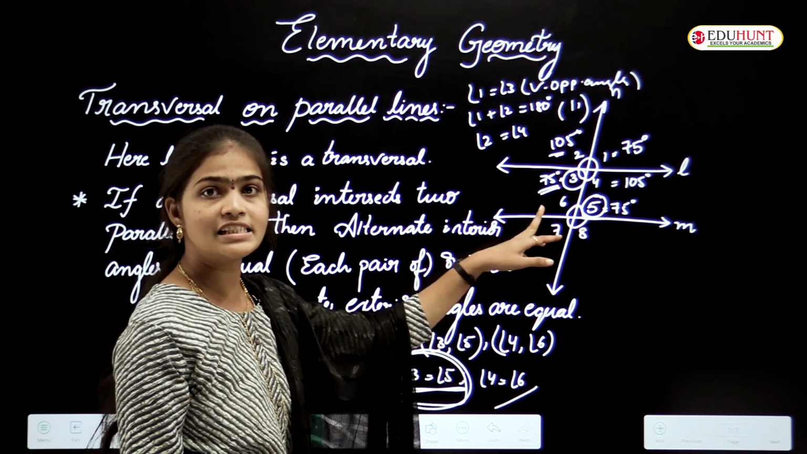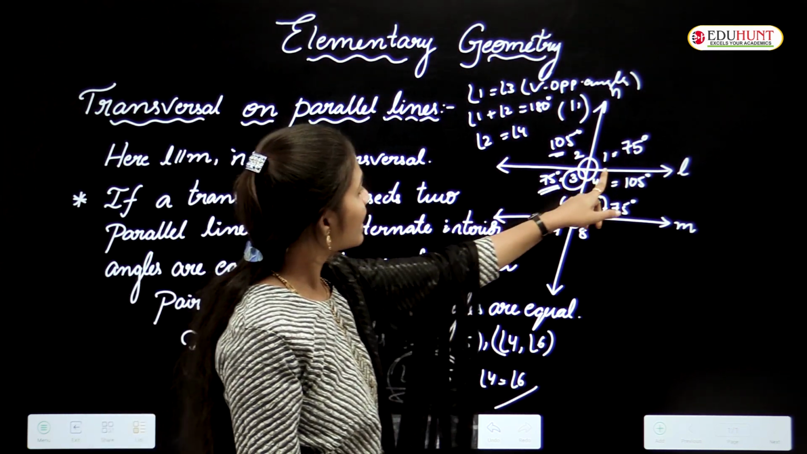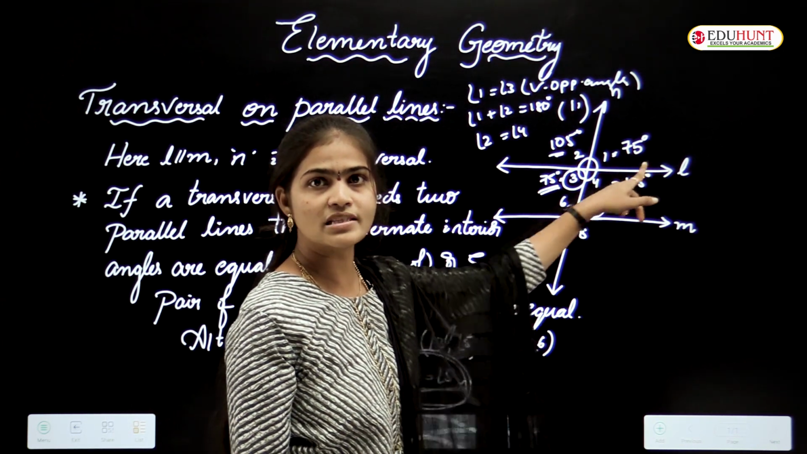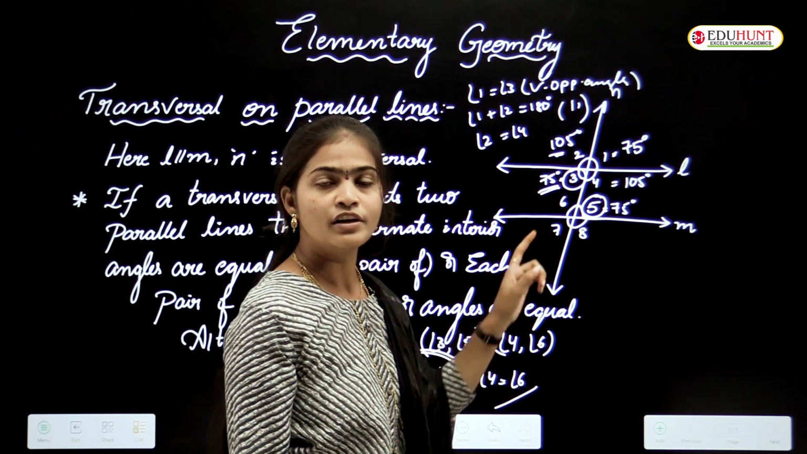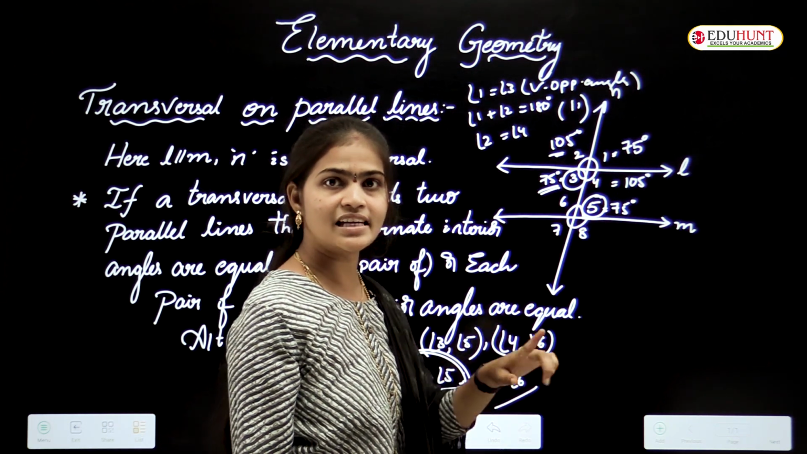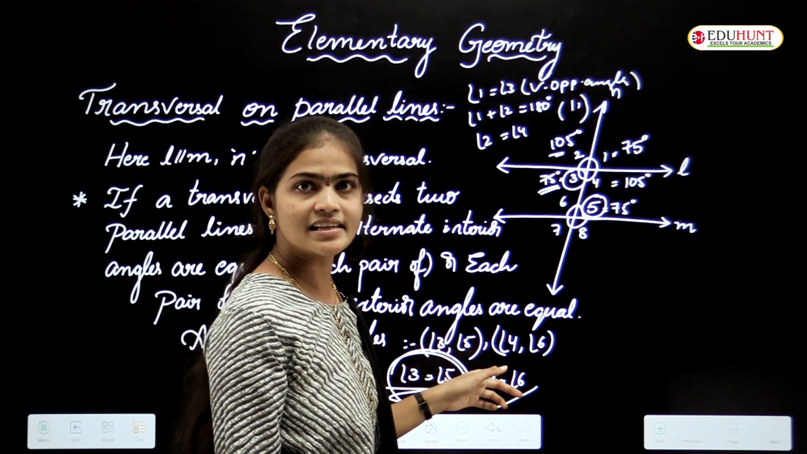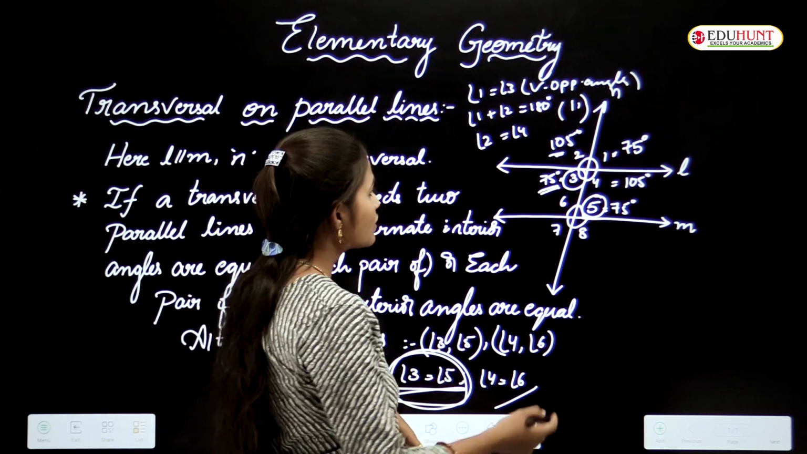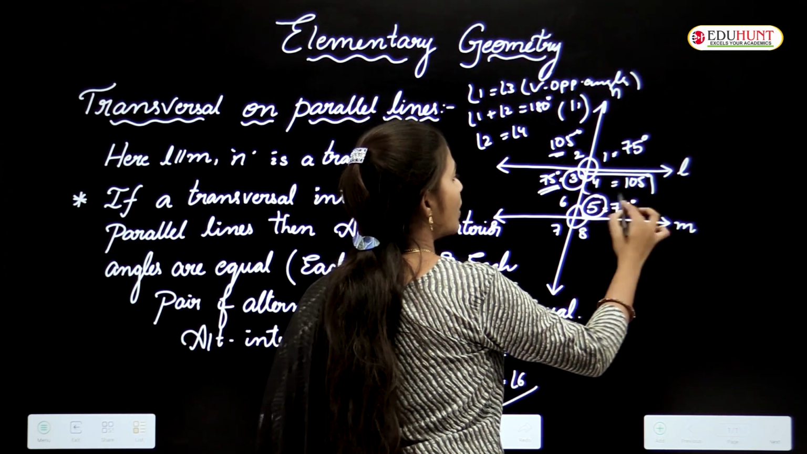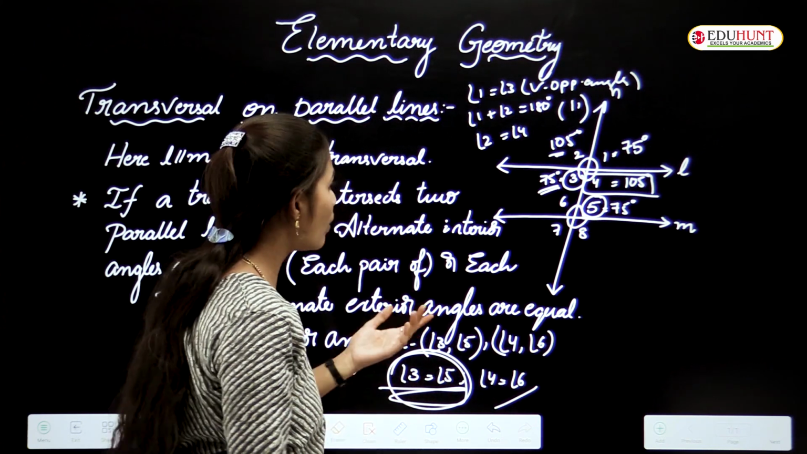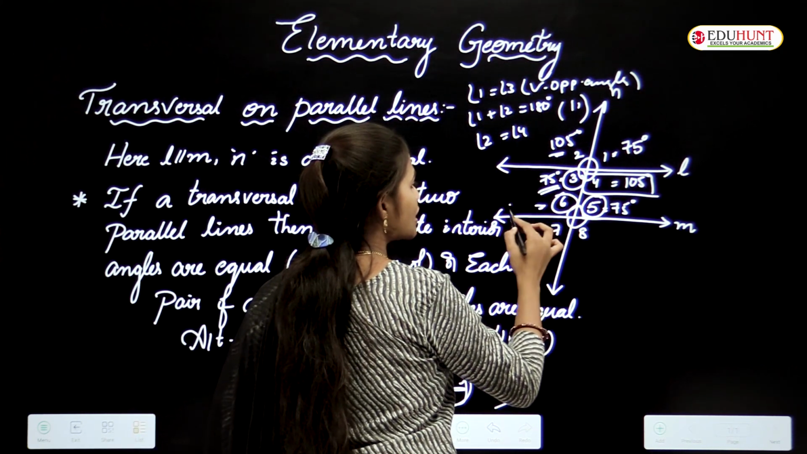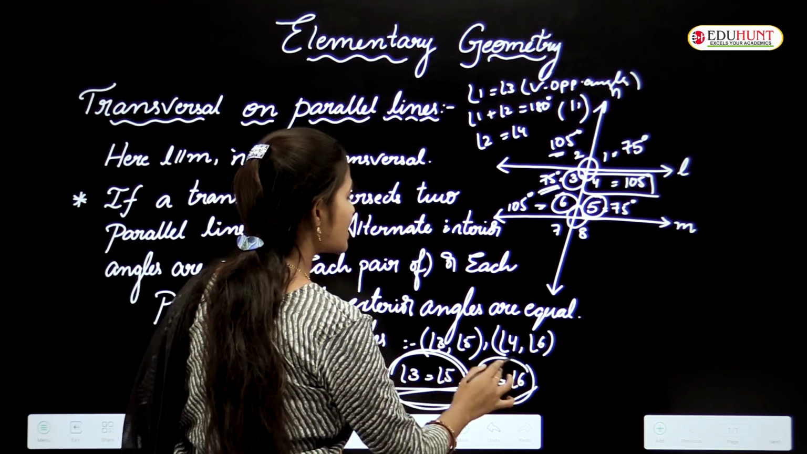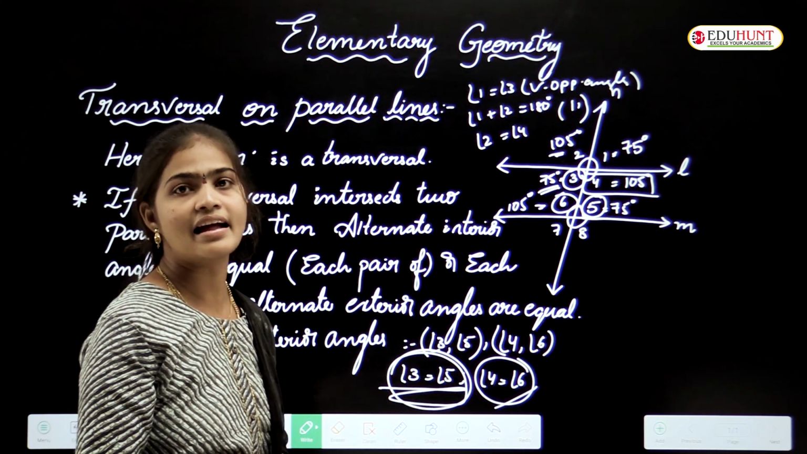Here we can observe the corresponding angles condition also. Angles 1 and 5 are corresponding angles, no? So angle 1 is equal to 75, angle 5 is also equal to 75. So this satisfies the corresponding angles condition as well as the alternate interior angles condition, no? That we need to check first. Next, here angle 4 is equal to 105 degrees. So what about the other one? Here angle 6 is also equal to 105 degrees. Why? Because angle 4 and angle 6 are alternate interior angles.